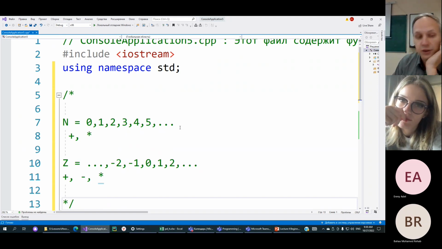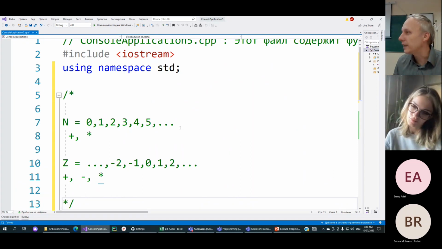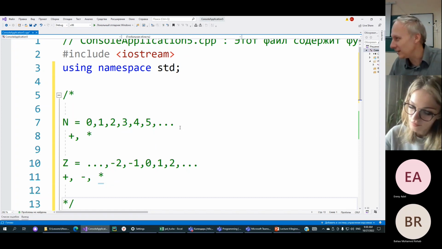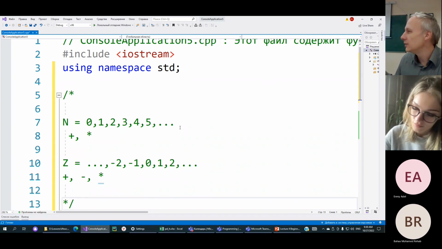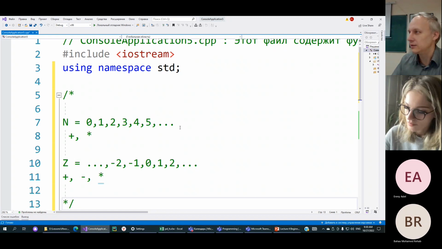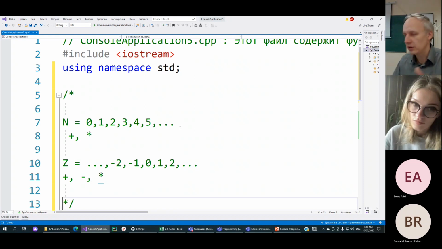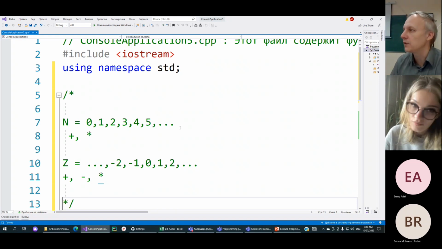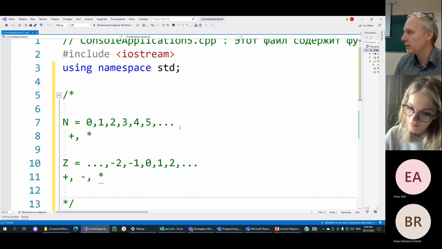Plus, minus, and multiplication. We cannot apply division, because if we divide two numbers, we can go out of this class. So we can get another number. So this simple example shows you that the class of numbers, or in programming, we call it data type, is closely related with operations that we can apply to this class of numbers.